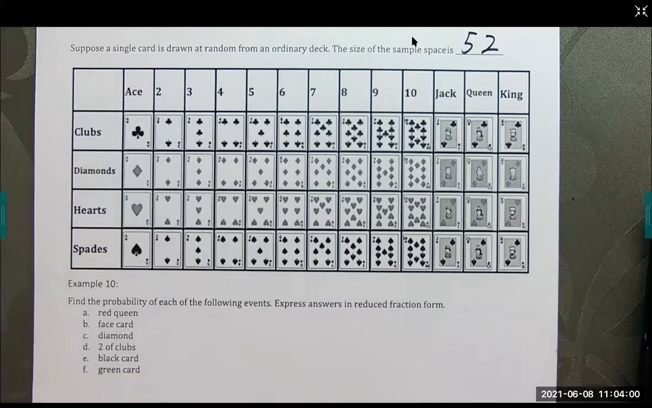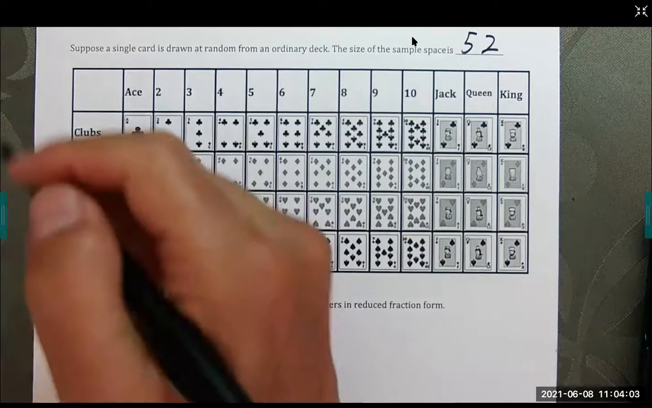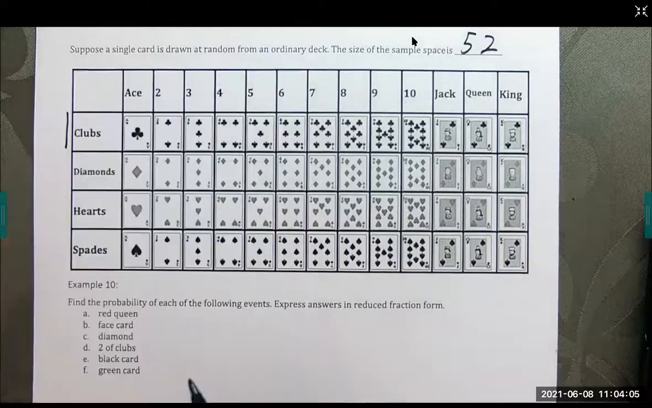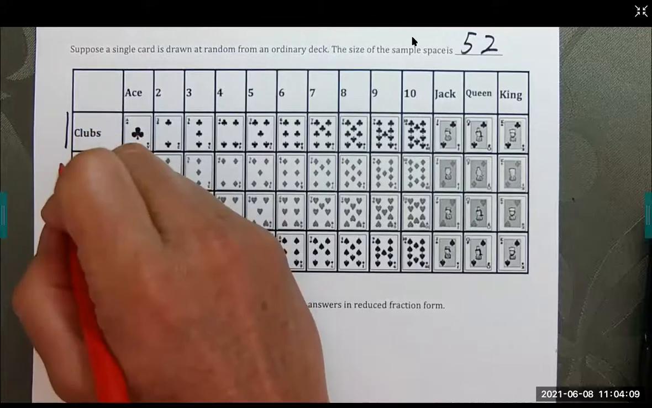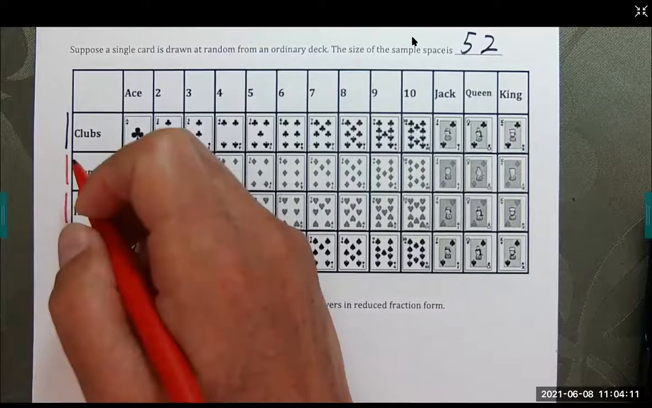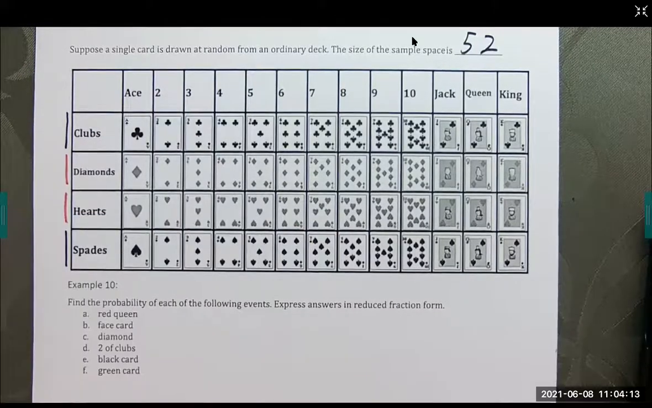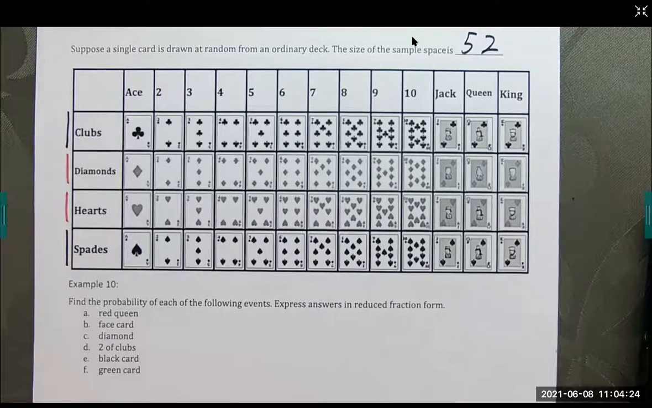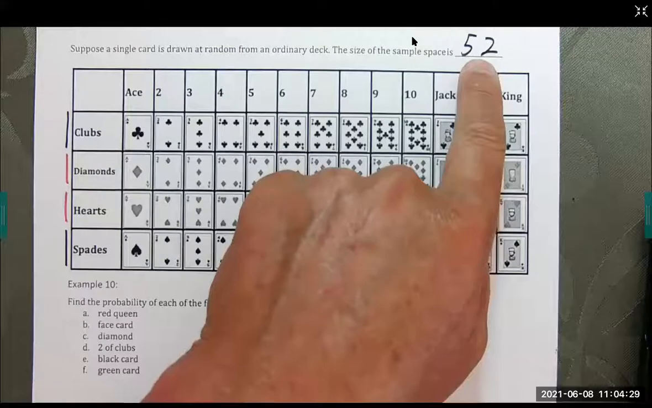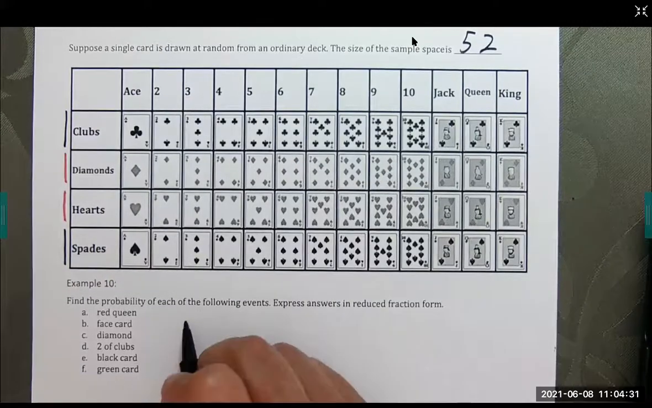And to be clear, the club suits are black. The spades are also black. However, diamonds and hearts, they are red, typically in a standard deck of cards. So you have half of them are black, half of them are red. A fourth of them are clubs, a fourth are diamonds, hearts, spades, and so on. And so our denominator is going to be 52 every time with this. Let's start with A.